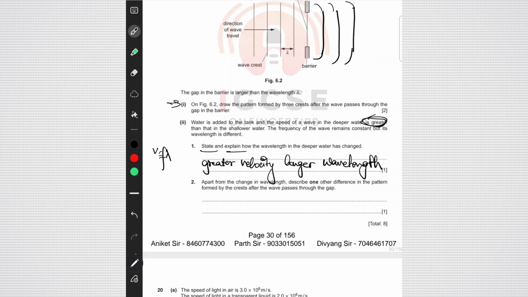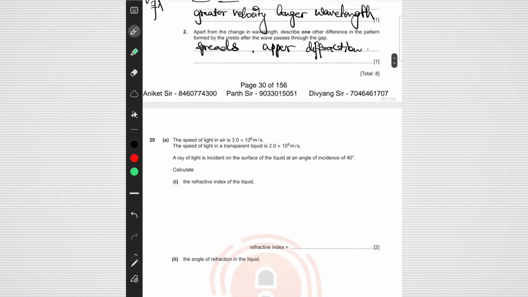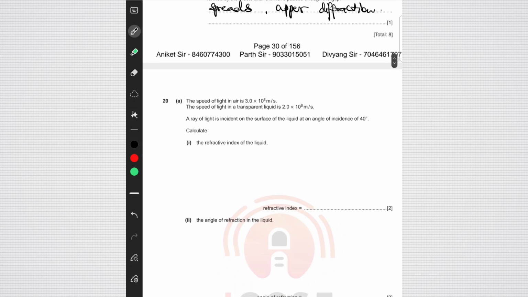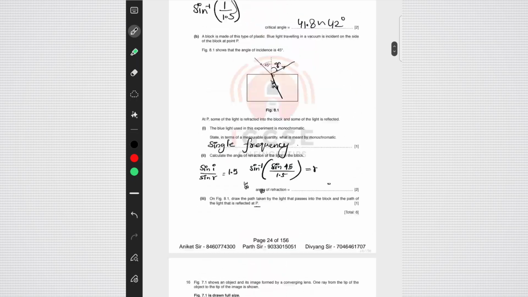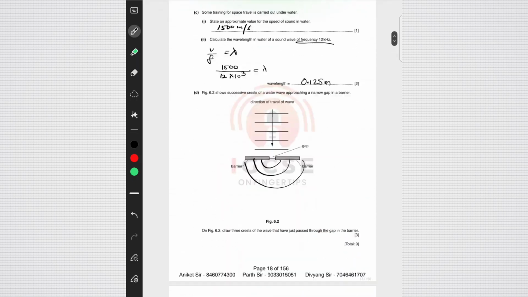Apart from the change in wavelength, describe one other difference in the pattern formed by the crests after the wave passes through the gap. Okay, so if the wavelength is longer, then it spreads, appears diffracted, right? Because when wavelength increases, it might reach the size of the gap in the barrier, and if that happens, then definitely diffraction will take place, right?